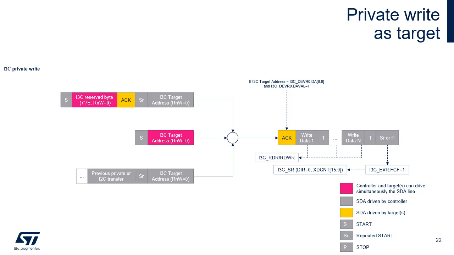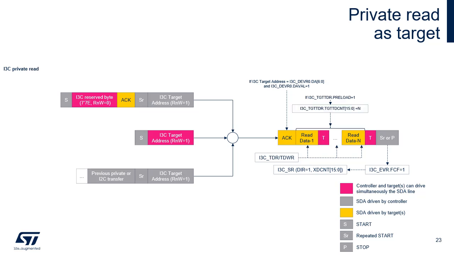The frame complete flag, or FCF, is asserted by hardware to indicate that a message addressed to this target has been normally completed on the I3C bus, for example, when a next stop or repeated start is then issued by the controller. The status register is updated with the direction of the transfer and the number of received bytes.